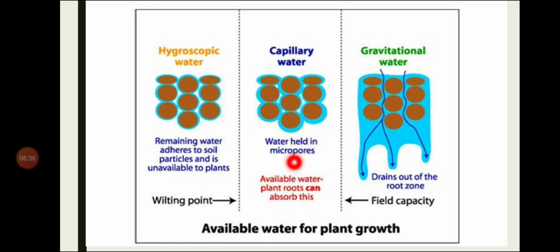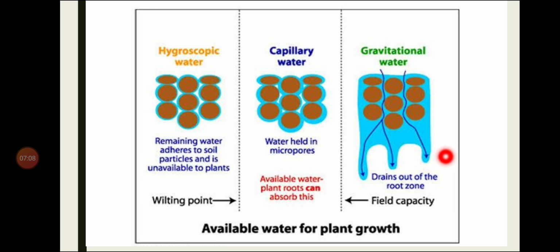Out of the 4 types of water that we have studied, only capillary water is available to plants for absorption. See here the diagram of gravitational water. You can see the gravitational water present between the soil. The direction of water is downwards, because of gravity. It just moves in the downward direction.